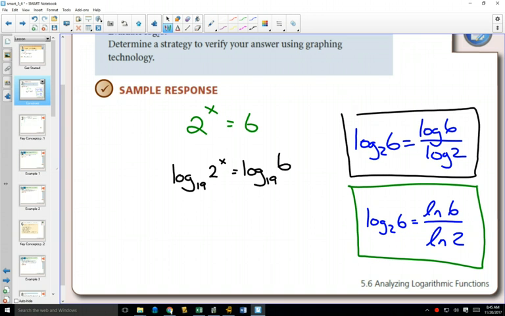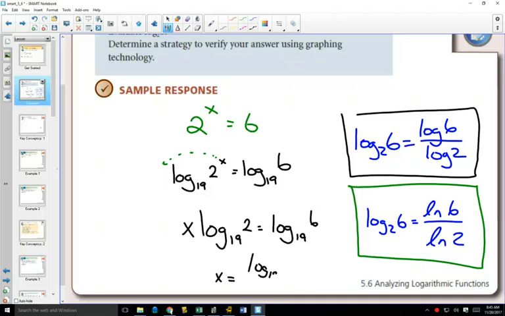But the log laws still stay the same, right? I can expand this. That means this x could come out in front, and I would get x log base 19 of 2 equals log base 19 of 6, and divide both sides. Log base 19 of 6 divided by log base 19 of 2.